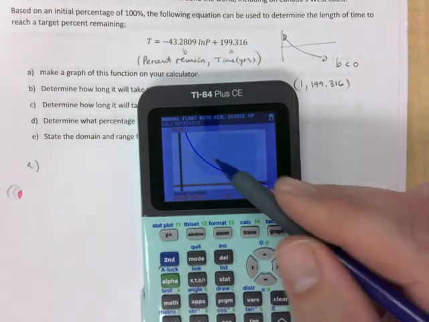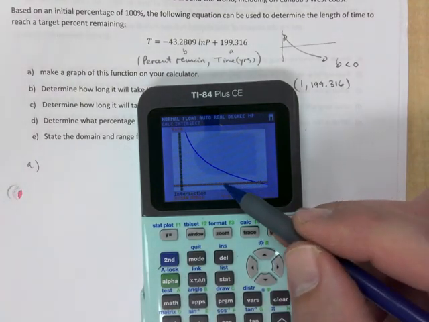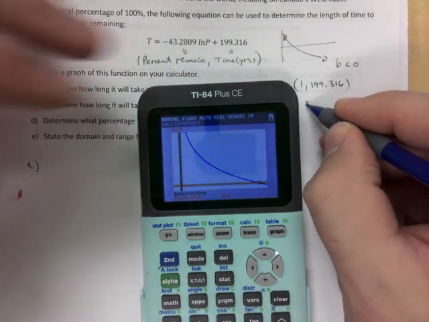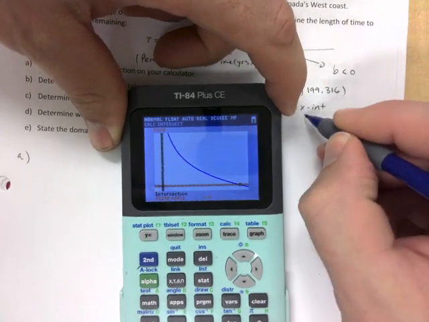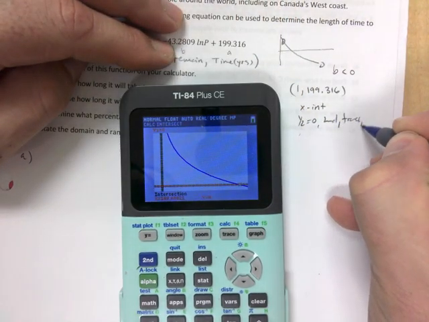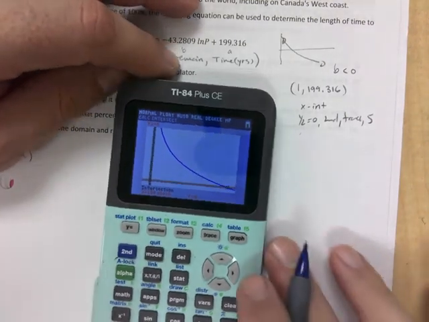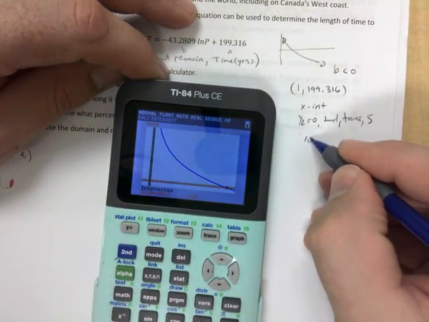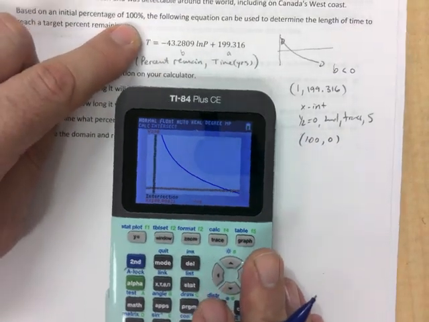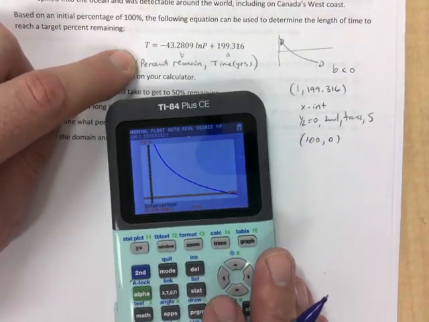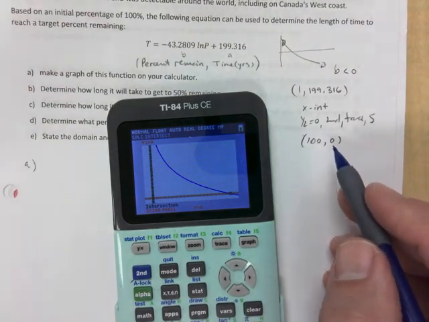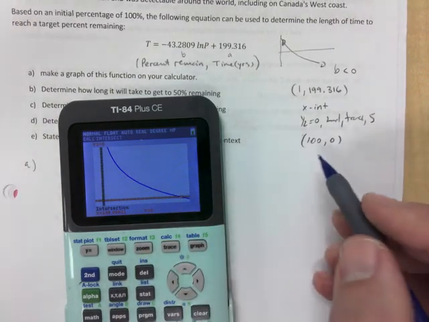If it's decreasing, it's good to find the x-intercept and then work backwards. So we have the x-intercept, which is y2 equal to 0, second trace, 5. It's still a lot easier than doing this by hand, let me tell you. That's 100, 0. No surprises. As the question was saying, there's 100% remaining at time 0. In this case, it jives. Some questions haven't been jiving.